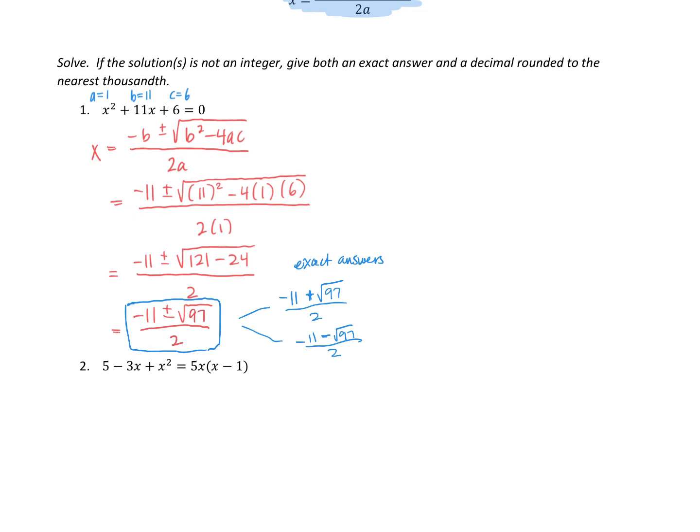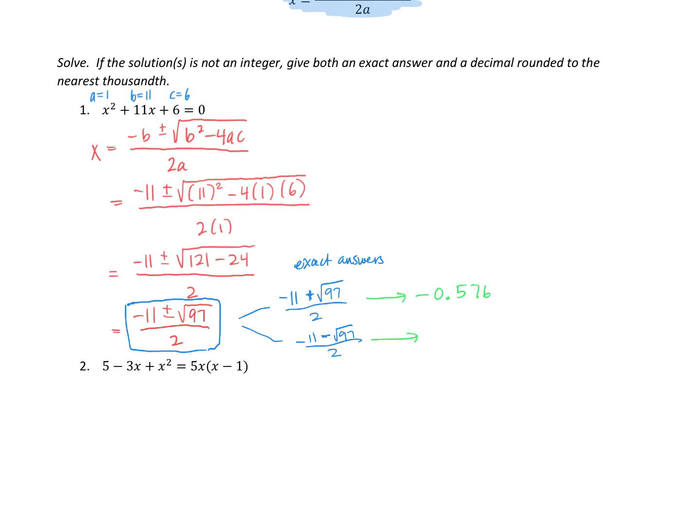And it's also helpful if you have to actually find a decimal or rounded or approximation, which is what we have to do next. So in order to do that, you're just going to type these in your calculator and figure out what you would get as an estimate. So you would find the square root of 97. Then you would add that to a negative 11 and divide by 2. So for that one, I get negative 0. And it says round to the nearest thousandth. So that would be 576.